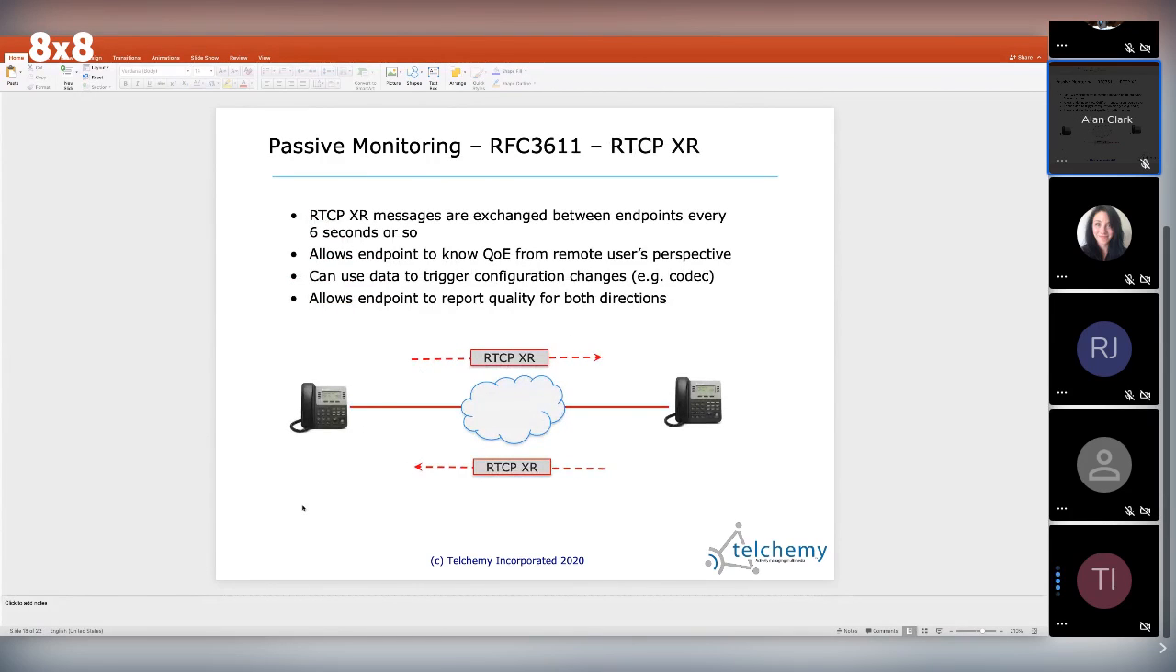RTCP XR contains a very similar set of data, a subset of that data. RTCP XR messages are exchanged between the two endpoints every 6 seconds or so, and it allows the endpoint to know what the quality was from the remote end. The original idea behind this was that you could use this data to trigger configuration changes. For example, maybe you're using a very high bandwidth codec and the network's not quite supporting it, so you're getting high levels of jitter and loss. It could cause you to change the codec to a lower bandwidth one to see if that helped. But it also allows the endpoint to report quality for both directions using the set message.